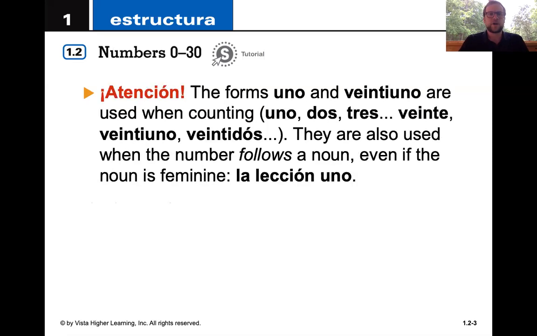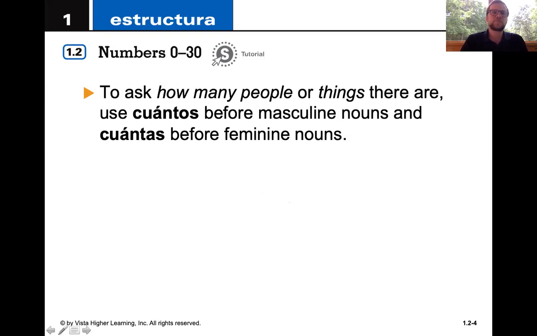Muy bien. Okay, so the forms uno and veintiuno are used when counting, but they're also used when the number follows a noun. So even if the noun is feminine or masculine, you're still going to use it if it's following. So if you're trying to say lesson 1, right? La lección uno, okay? But if you're saying one lesson, it would be una lección, right? Because you would be saying a lesson, not the lesson 1, okay?